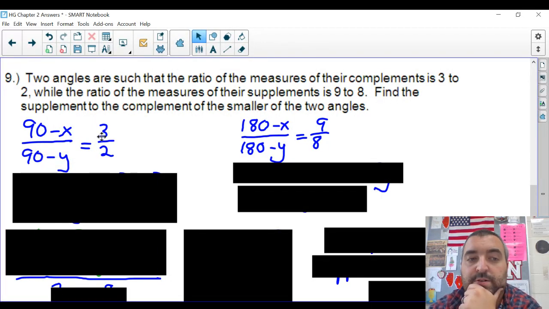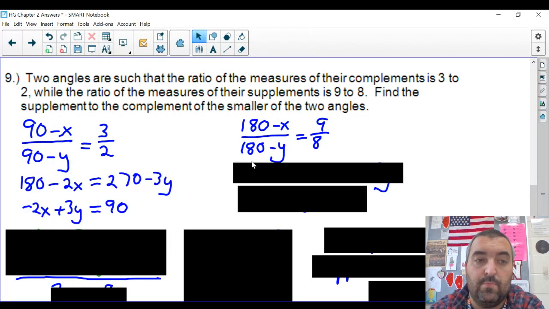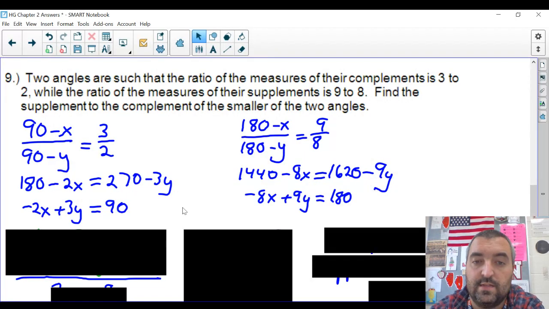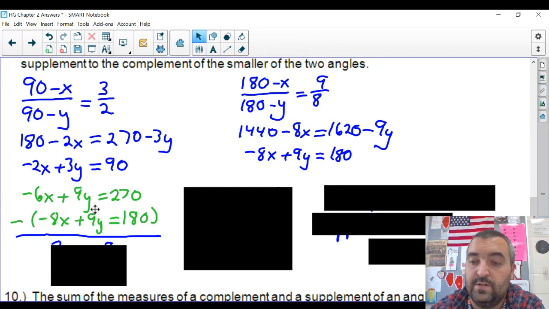Complement over complement equals 3/2. Supplement over supplement equals 9/8. I multiply by my denominators, and I'll kind of do them simultaneously because they are the exact same steps. And then I get them into standard form here. So now since I have an x and a y, I solve it as a system. So I ended up multiplying this one by 3 to get negative 6x plus 9y equals 270.